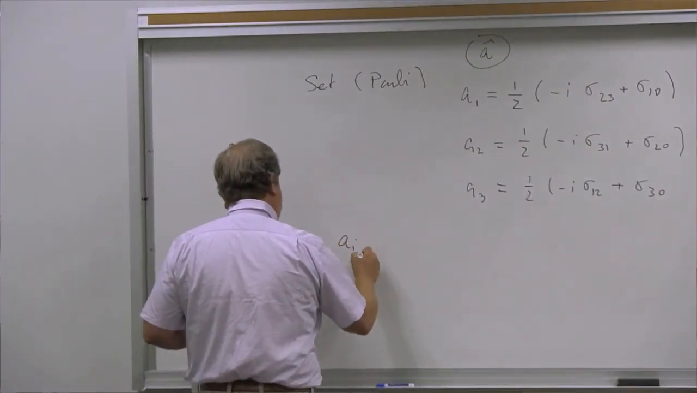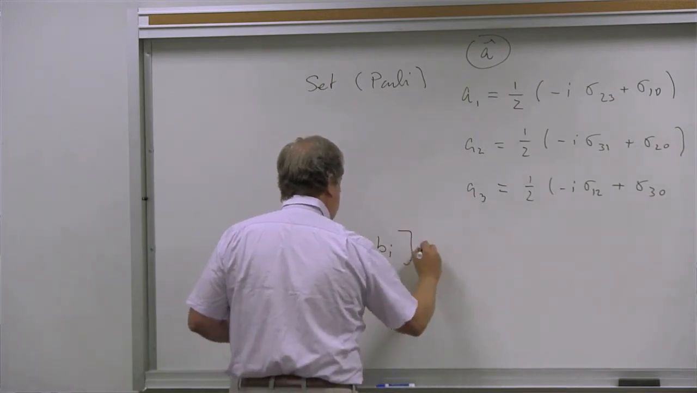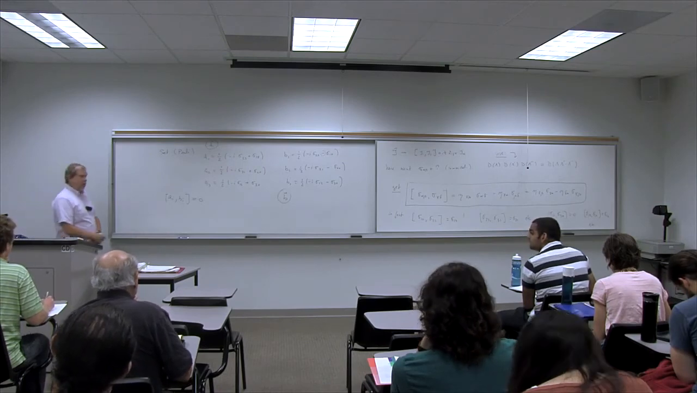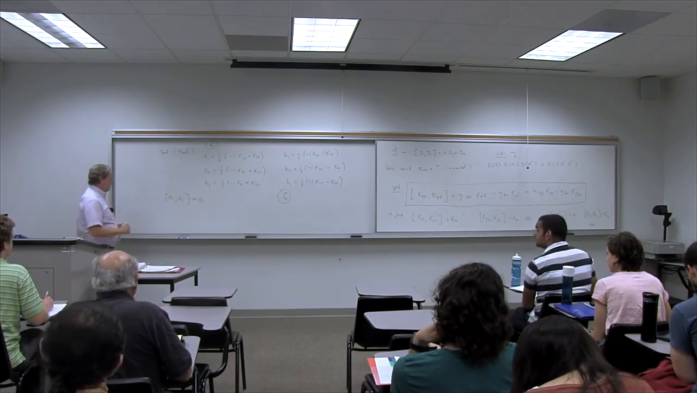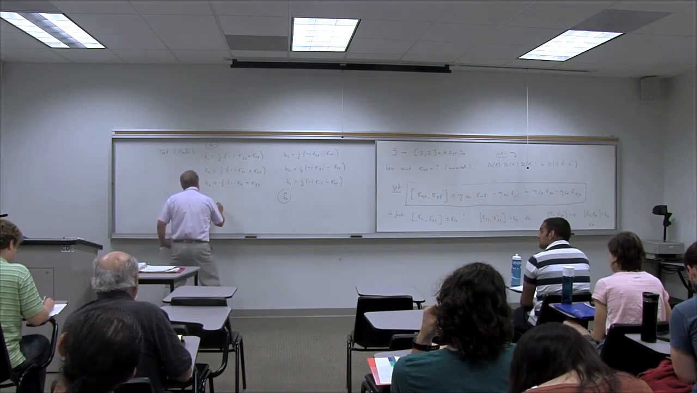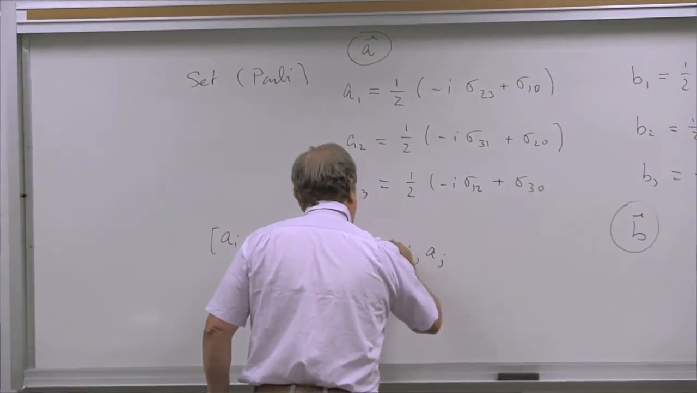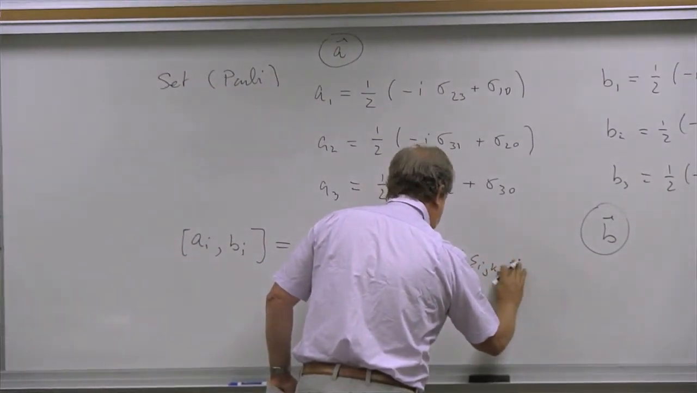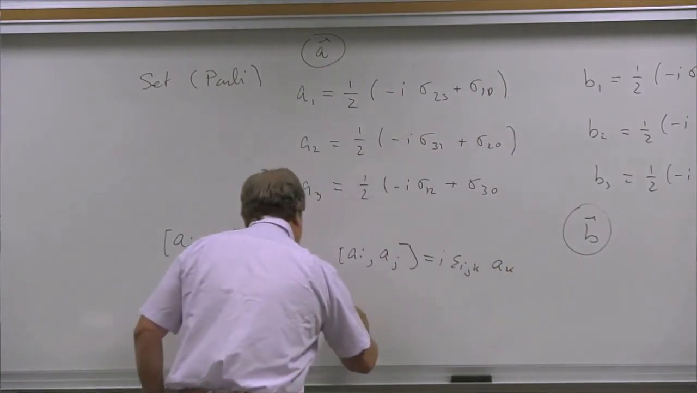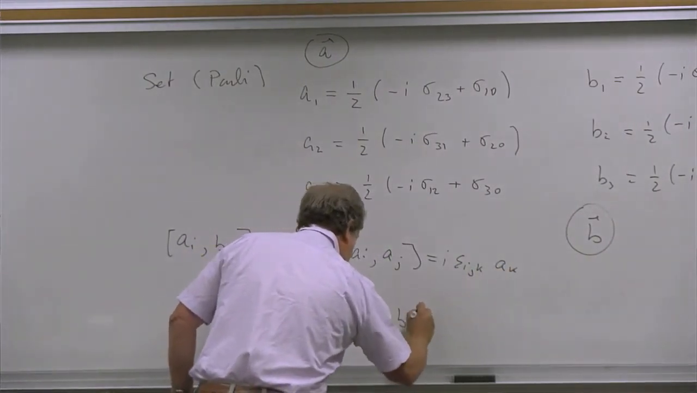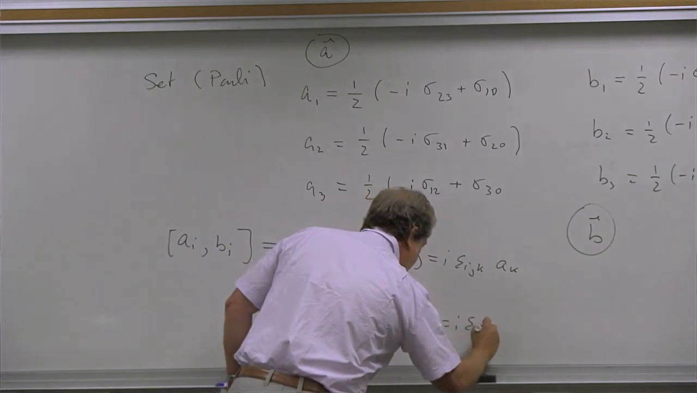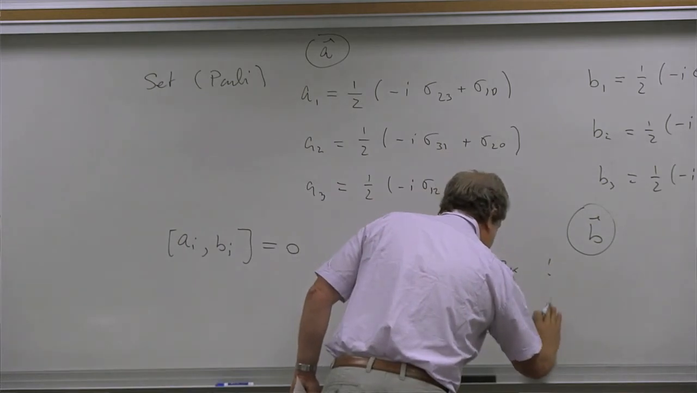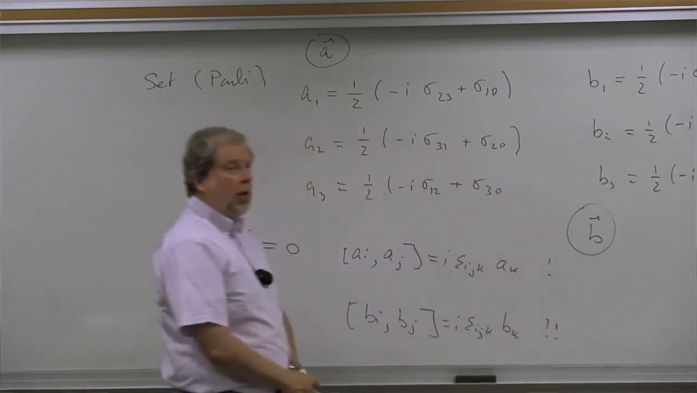The first one is that A_i with B_j is always 0. All the A's commute with all the B's, which is nice. Okay, it breaks up into 2 separate things. And guess what? The commutator of A_i with A_j is equal to i epsilon_ijk A_k, and B_i with B_j is equal to i epsilon_ijk B_k.